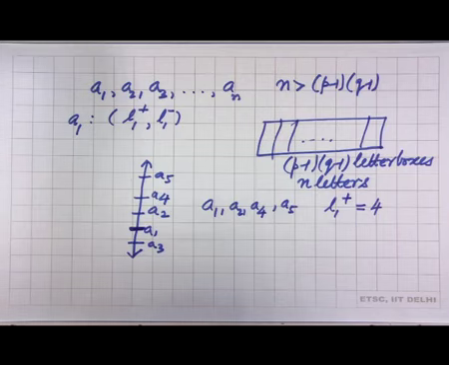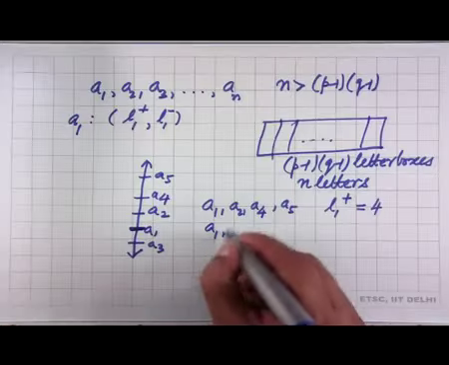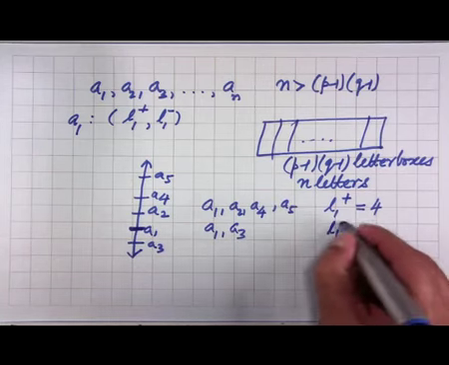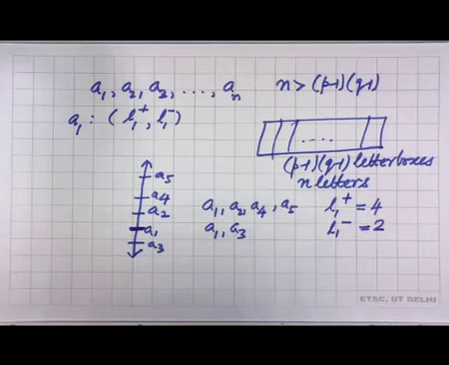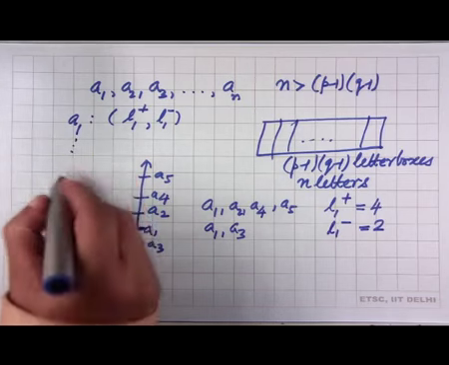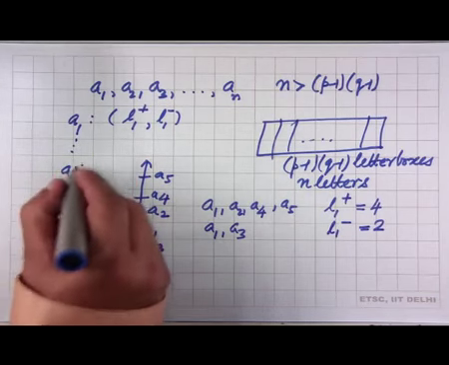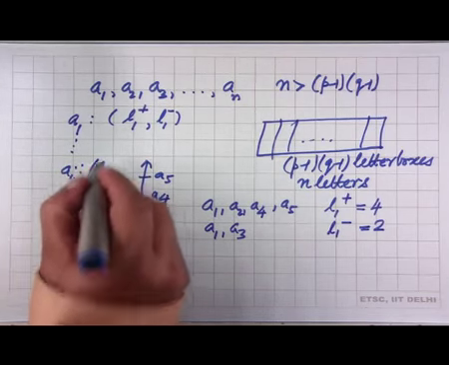L1 minus would be the length of the longest subsequence that is decreasing. So in this case, starting with A1, you can go A1, A3, and L1 minus would then be 2. In a similar manner, you can construct pairs of positive integers corresponding to each Ai.